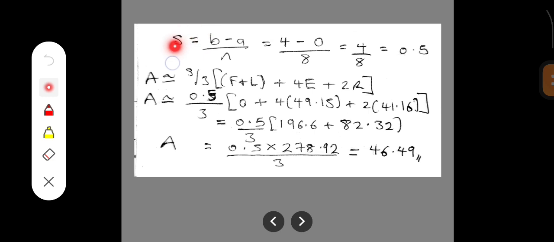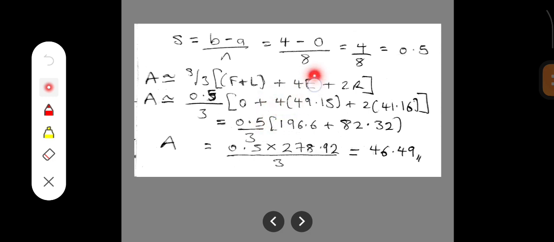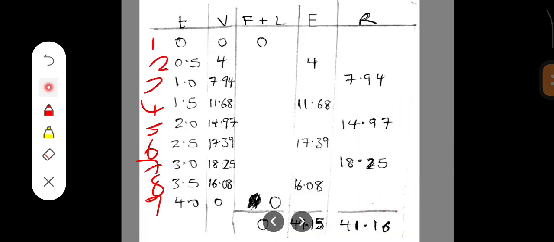Okay, I've gotten the value for s here using the formula b minus a over n, that is 4 over 8, that is equal to 0.5. Now the formula says A equals 0.5 divided by 3, that is s over 3, open bracket, f plus l, the sum of the first and the last ordinate here equals 0, plus 4 multiplied by the sum of the even ordinate, which are what? 49.15, plus 2 multiplied by the sum of the odd ordinate, which is 41.16.